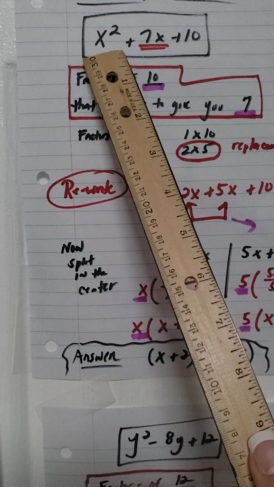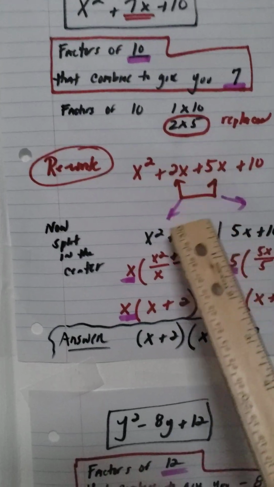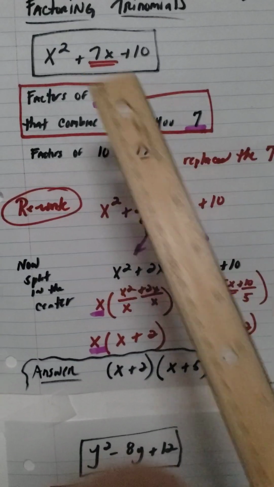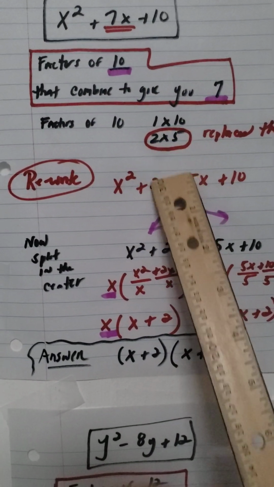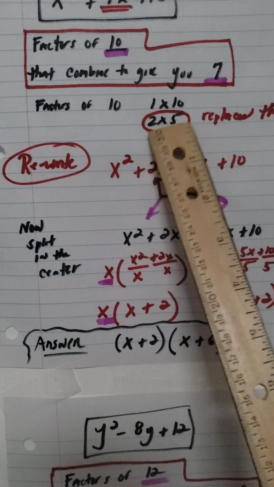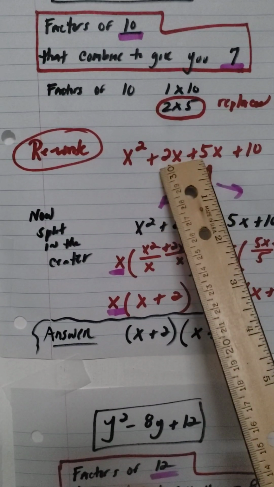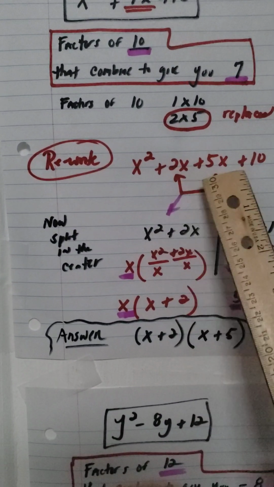We're going to keep the first. We're going to keep the last. And we're going to replace that middle one. Keep the first. Keep the last. Replace that 7x with 2x and a 5x. You got to put the letter in there, even though up here there's no letters. It's just a multiplication symbol, but you need the letters, okay? If you're replacing 7x, you need it to be 2x and 5x.